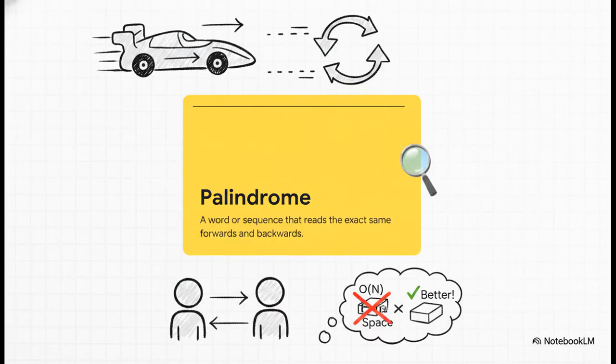Understanding sequence order becomes absolutely critical when we talk about palindromes, words that read the exact same forwards and backwards, like the word racecar. This is, without a doubt, the most frequent test of your basic string manipulation skills. A super common beginner mistake here is to create a brand new reversed copy of the string to check it. Sure, it works, but it costs you O(n) extra space. We can definitely do better than that.